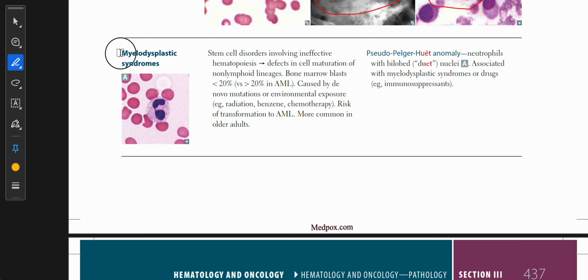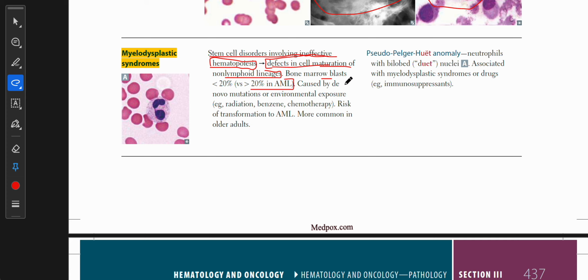Okay, let's begin with myelodysplastic syndromes. Myelodysplastic syndrome is a stem cell disorder involving ineffective hematopoiesis. Hematopoiesis is the process of formation of red blood cells, or basically all types of blood cells, and it causes defects in cell maturation of non-lymphoid lineages, usually red blood cells. The bone marrow blast is less than 20% versus greater than 20% in AML, a different clinical feature. We'll talk about that later.